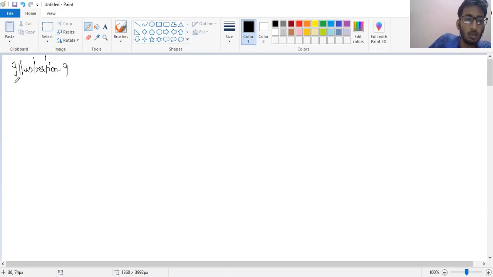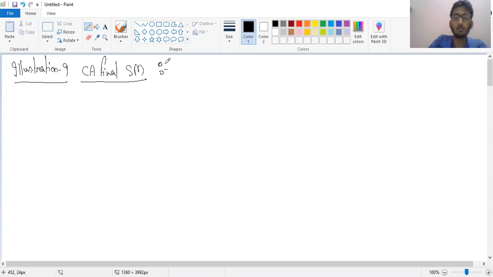Illustration 9 from CA finance statement. Okay, guys. So let's calculate first what is the limiting factor. Let's see, for the different limiting factors, what is our requirement and what is the availability.